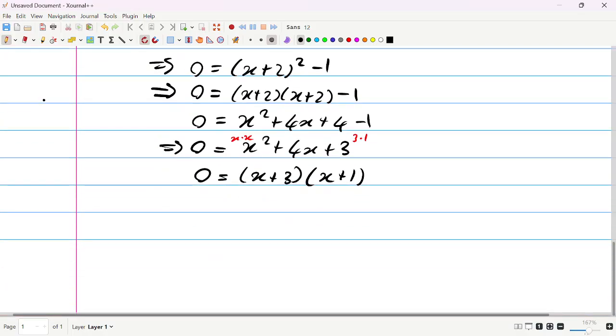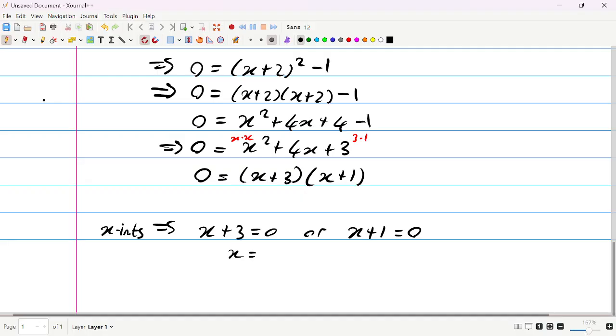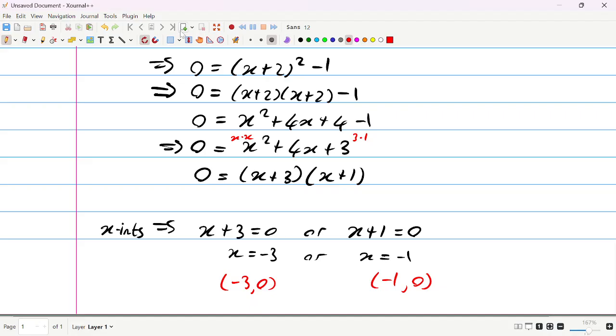Therefore, what this implies to us is that the x-intercepts are going to be what? x plus 3 equals 0, or x plus 1 equals 0, when we let both brackets be equal to 0, such that x is then going to be equal to negative 3, or x is equal to negative 1. And the coordinates of these x-intercepts are just going to be negative 3 and 0, and this one will be negative 1 and 0, because when y is equal to 0, then it's both of these values. Okay. Alright, and then what about the y-intercepts?